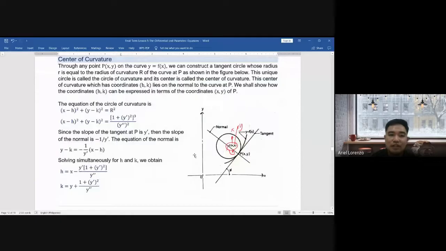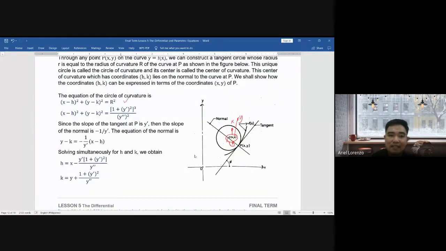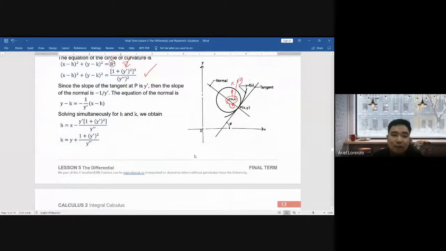The equation of the circle of curvature is given like this. And then the radius, just substitute. Okay, that is our formula for the radius. And from there, you will be able to solve for your h and k. So the formula for h, class, is this one. And the formula for k is this one. Okay? These are also in the list of formulas attached to your exam paper. Okay? So no need to memorize those.